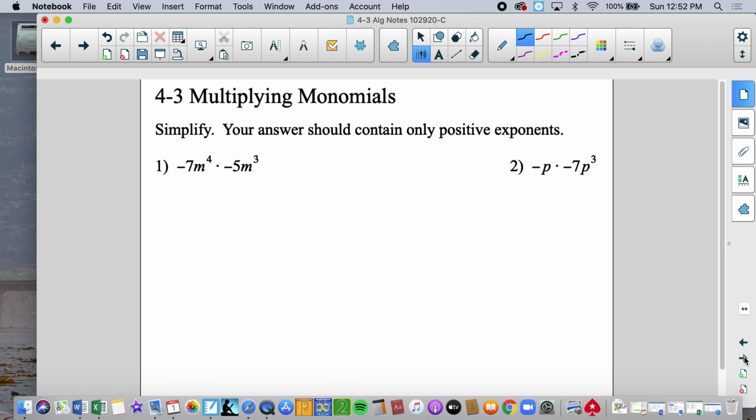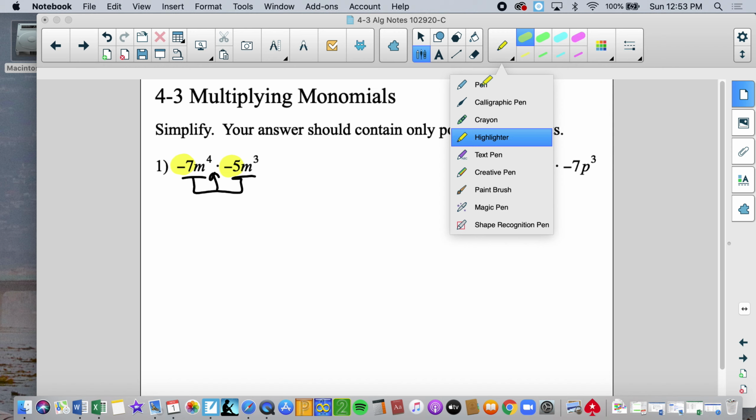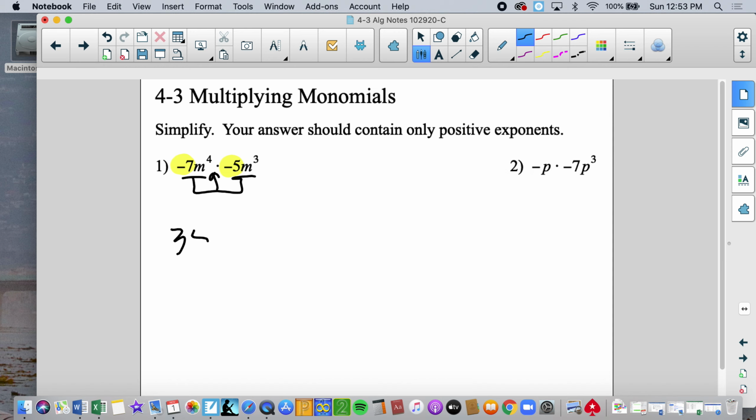So when we have negative 7m to the 4th times negative 5m to the 3rd, we can combine them because we are multiplying. We would not be able to add these two, but because we're multiplying, we can combine them. So we're going to first multiply their coefficients. Negative 7 and negative 5 makes positive 35. And then we have like bases, m. So that is 4 plus 3. So my answer is 35m to the 7th.